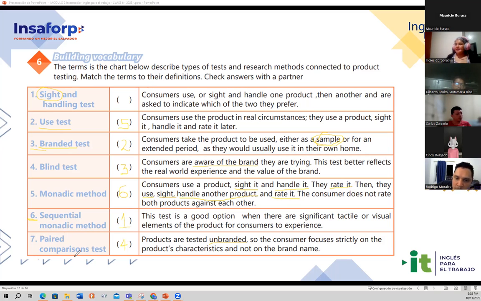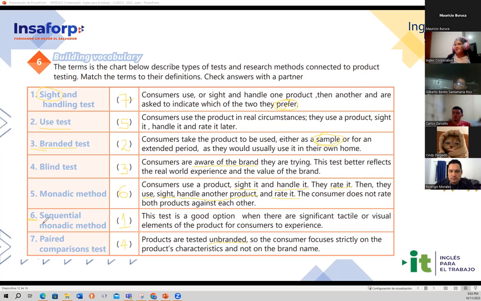Okay. And the last one, that is paired comparison test, number seven. Consumers use or sight and handle one product and another and are asked to indicate which of the two they prefer. Okay, so this one, that is a comparison, and they say which one they prefer.